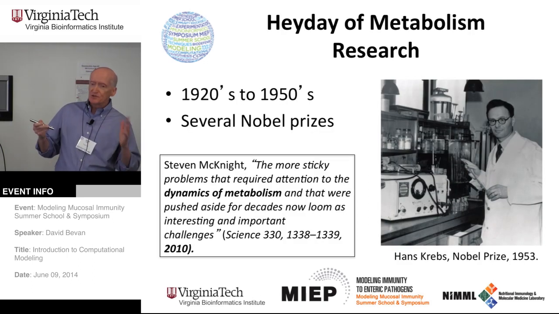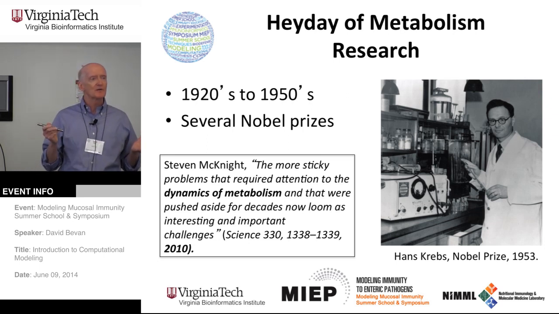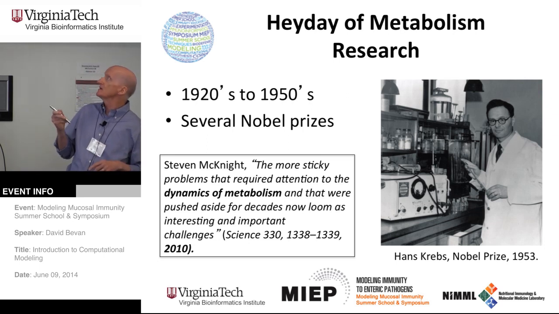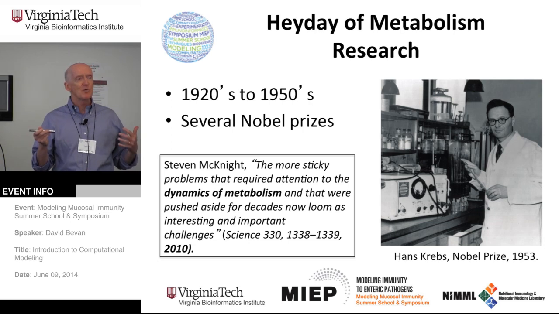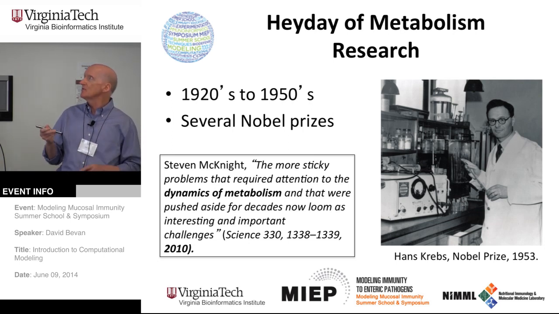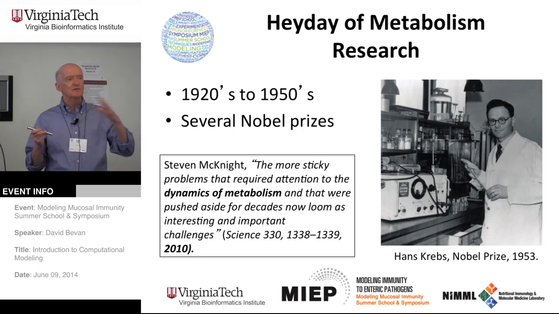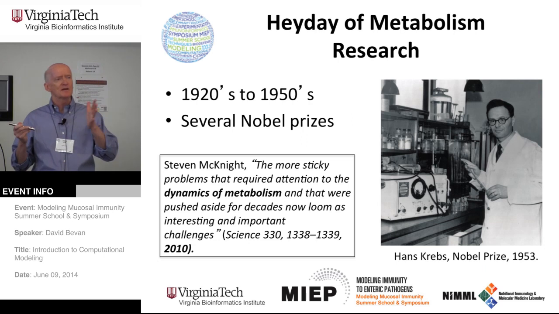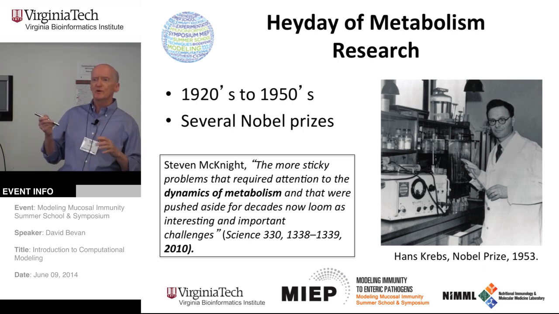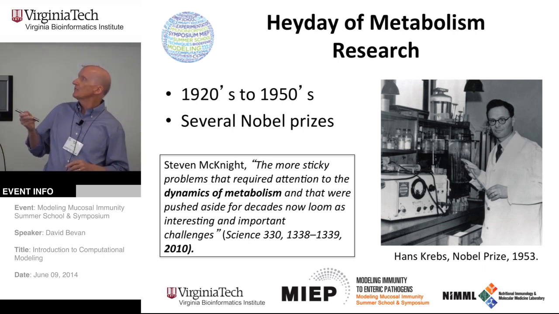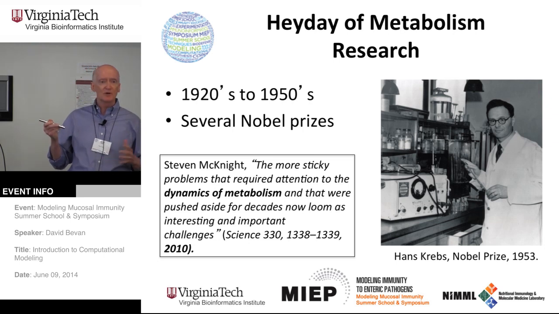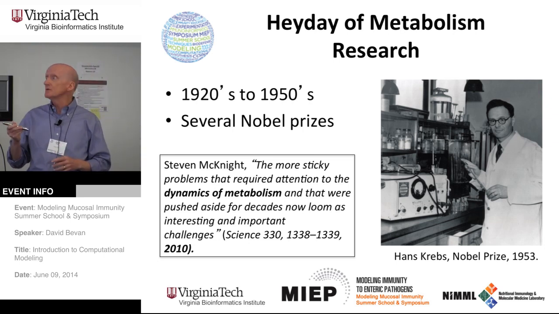So I mentioned the biochemical metabolism just to bring out how this was applied early on. What I'm calling the heyday of metabolism research, the 1920s to 1950s. People weren't doing quantitative modeling then, that came a bit later, but people like Hans Krebs, who got a Nobel Prize in 1953, and I suspect many of you have taken a biochemistry course at some point, so you learned the Krebs cycle, for which he got a Nobel Prize. There were several other people over the course of those years.